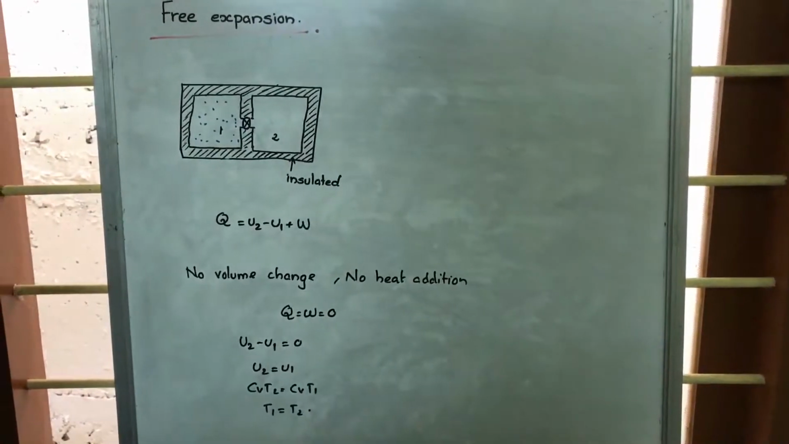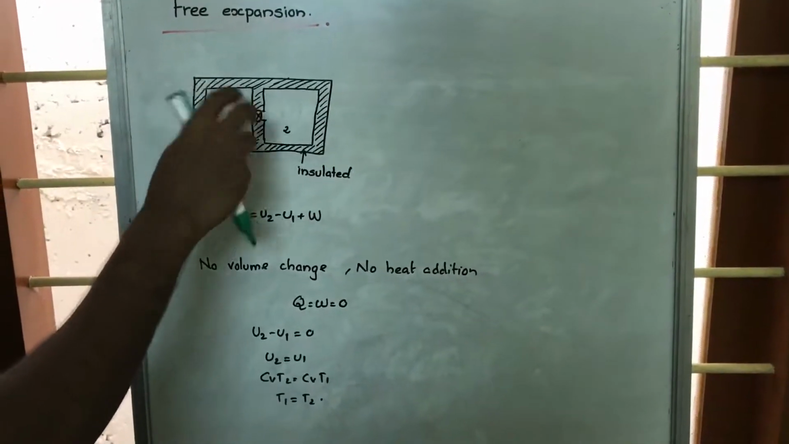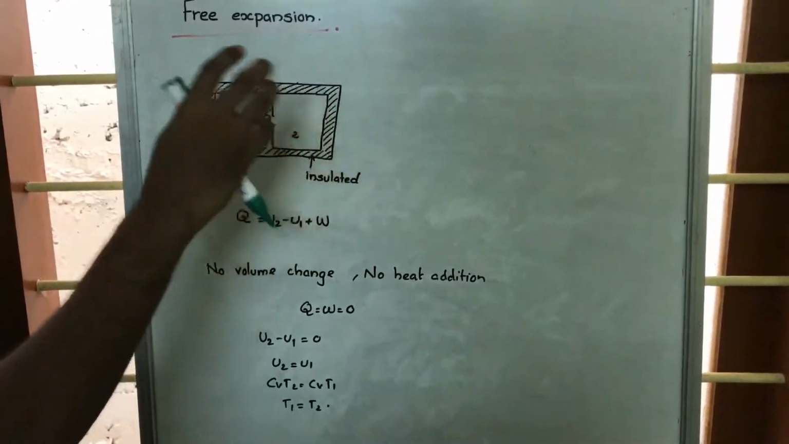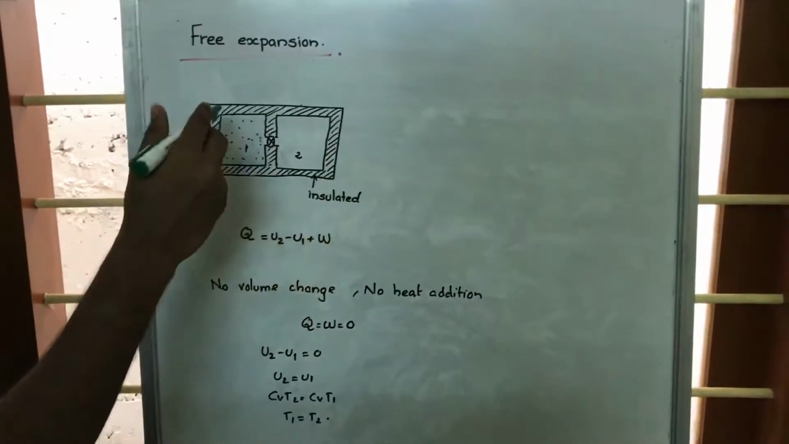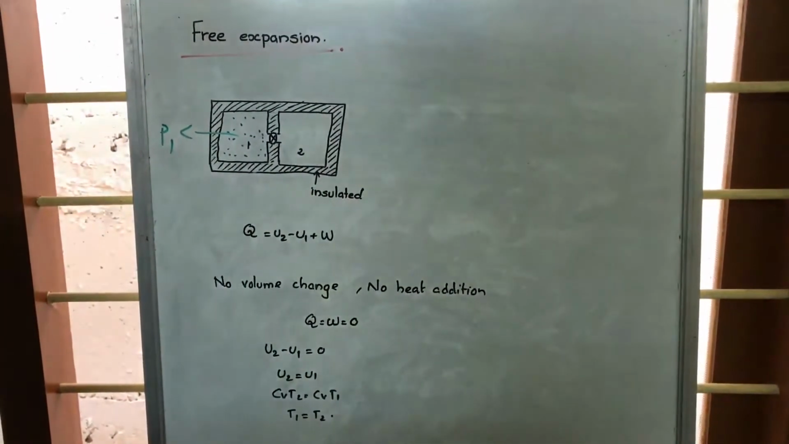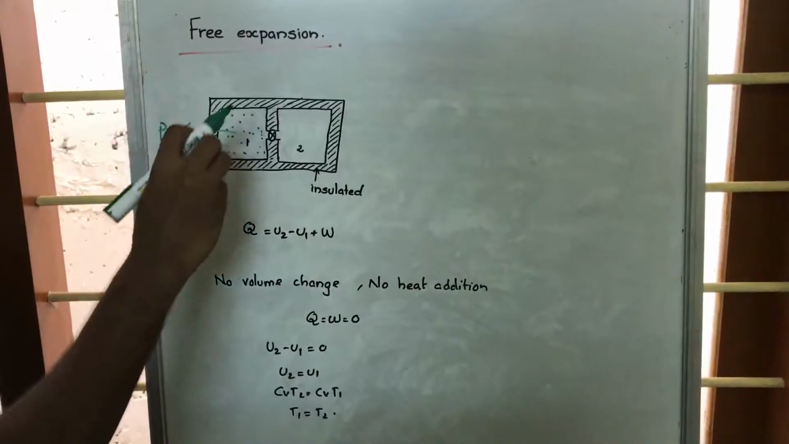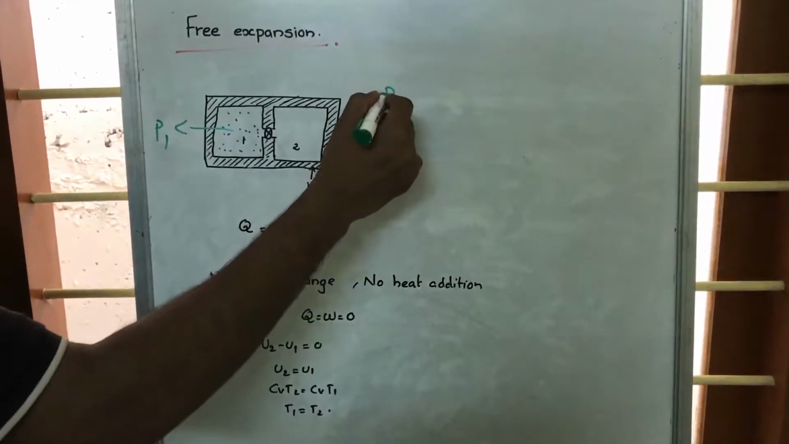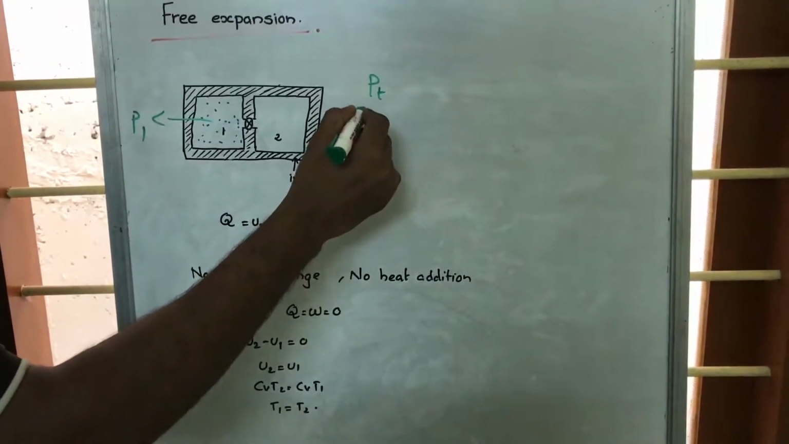So what we do is open this valve, so that the air will flow to vessel 2. Initially, the pressure in vessel 1 was P1. Now the air fills both vessels and the pressure will be some Pt, and that pressure will be lower than P1.